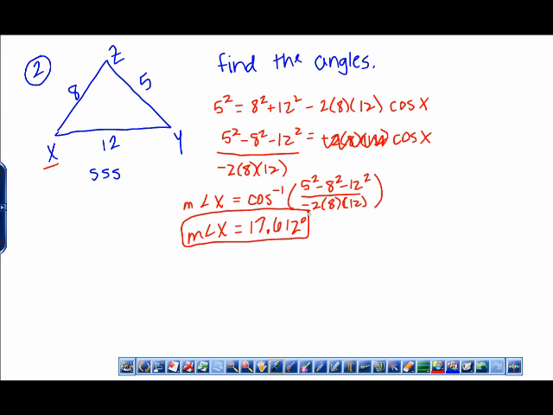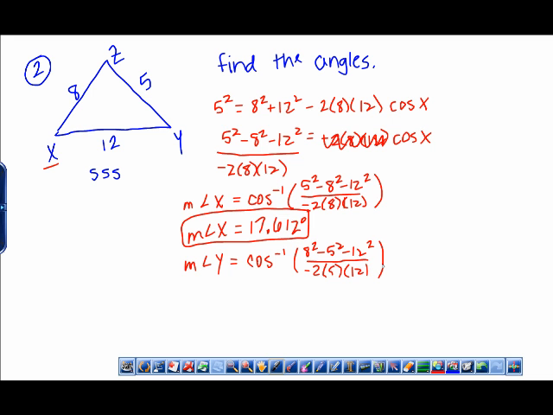And now all we have to do is a very similar process to find angle y. Okay, so in finding angle y, you may not want to go back up to the very beginning. If you're able to just think about what measure of angle y will be in terms of arc cosine, that might be helpful. So think about, across from y was the 8, so here we would start with 8 squared minus 5 squared minus 12 squared. And then in the denominator, we would have negative 2 times 5 times 12.